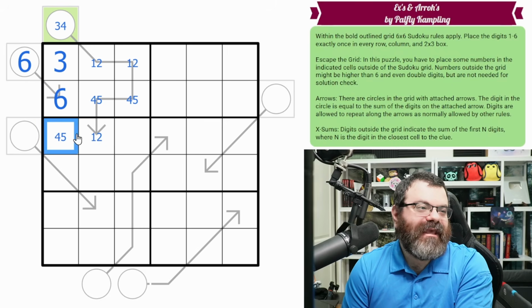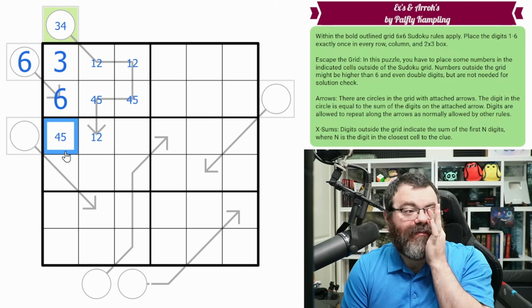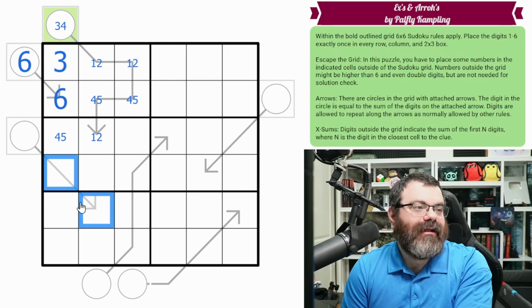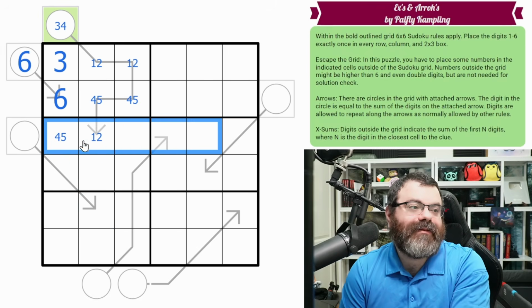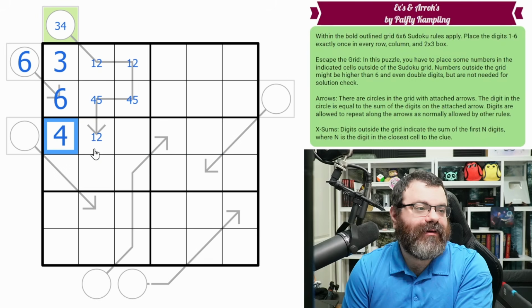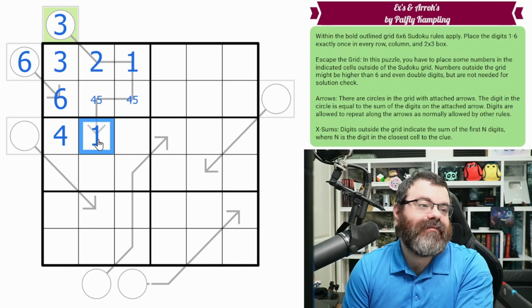Okay. Now this leads directly into this x sum here. Now, how big can this get? Well, this could be a 5 and a 6 adding to 11. So this can't be a 5 because 5 cells add to a minimum of 15. 1, 2, 3, 4, 5 is 15. So this is a 4. That means that this adds to 13, which means this is a 1. That's a 2 and a 1. Perfect.